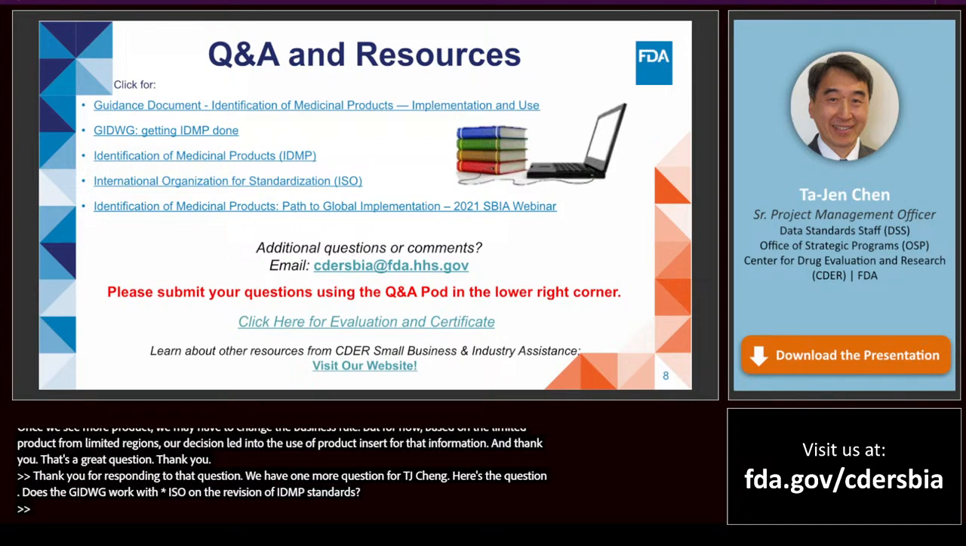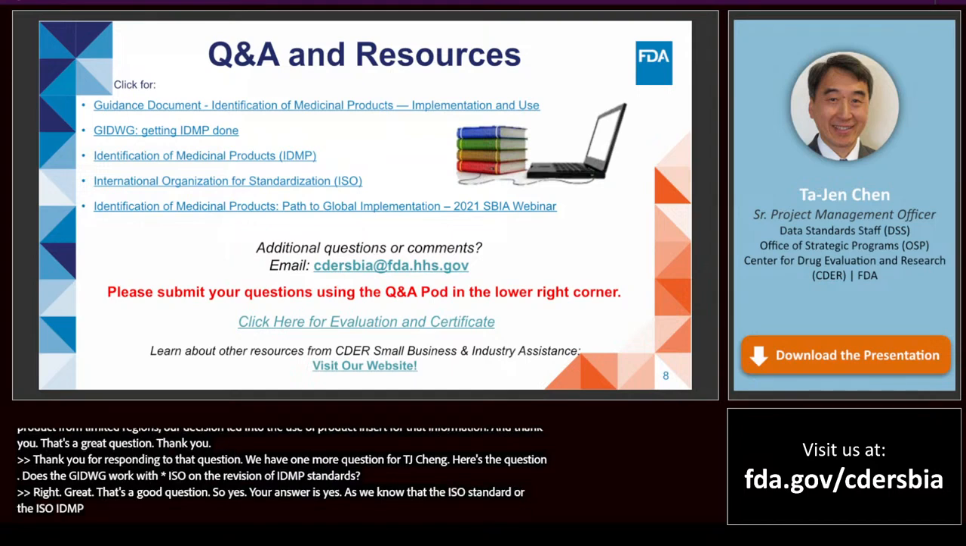Right, great. That's a good question. So yes, the short answer is yes. As we know, the ISO IDMP standard defines a framework for people to uniquely identify a medicinal product, a pharmaceutical product, and substance.